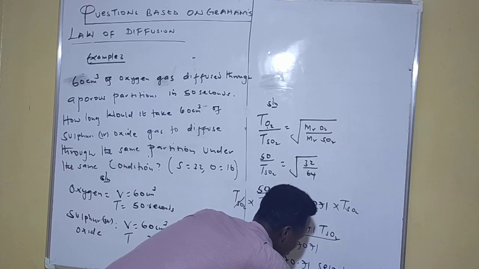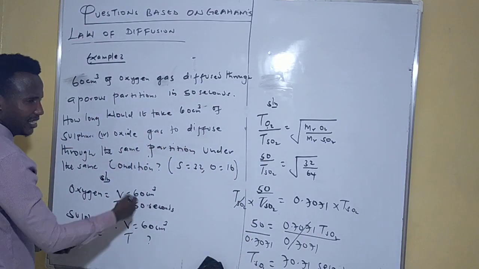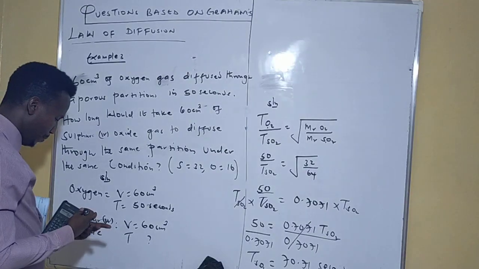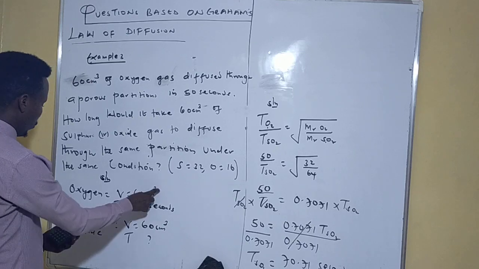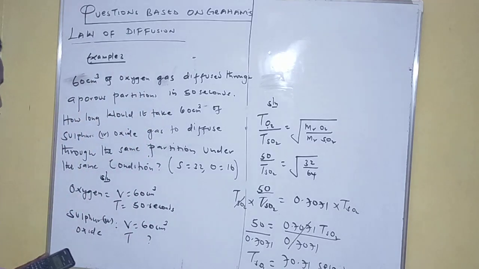Okay, so that's how you're going to solve it. Since the volumes are equal here, just forget them, because they will not help you in the calculation. However, you can get the rate of oxygen gas, the rate of diffusion, and then you can also solve with an alternative method.